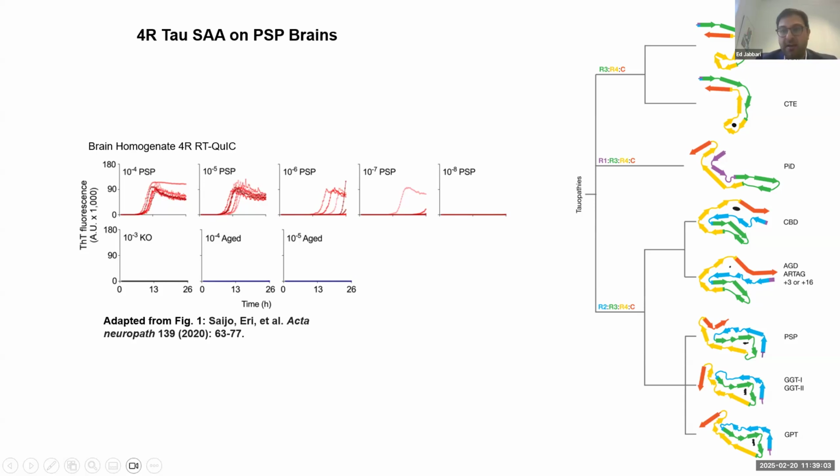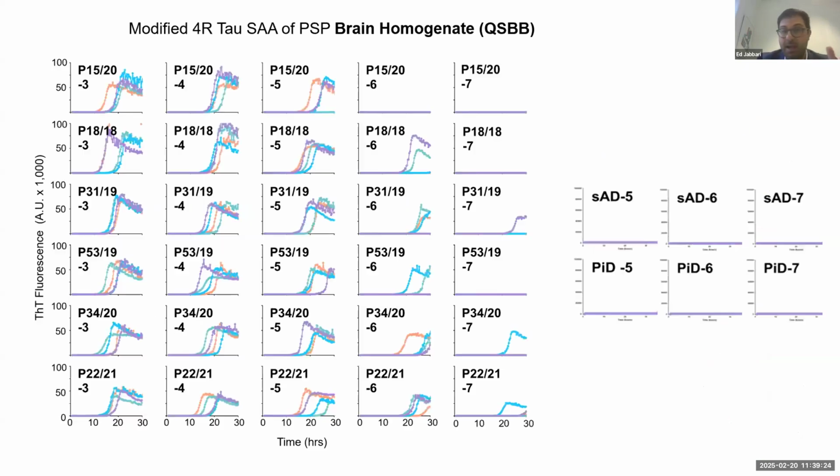But when I got to Montana and we tested this version of the assay, what we found actually was that the assay wasn't giving us reliable, reproducible results. So our first job was to modify this assay to make sure that it was giving us reliable results in PSP brain tissue. And that's exactly what we did with this modified version of the assay.